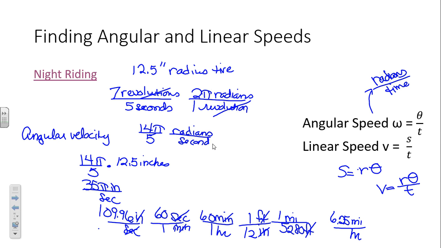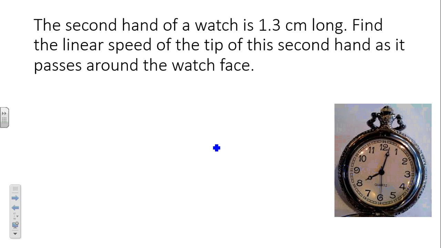Questions on this one? Okay, next one. So, second hand of a watch is 1.3 centimeters long, and we want to find the linear speed of the tip of the second hand as it passes around the watch face. Okay, so to find the linear speed, we have to know the angular velocity and take it times the radius. Okay, linear velocity equals angular velocity times radius.